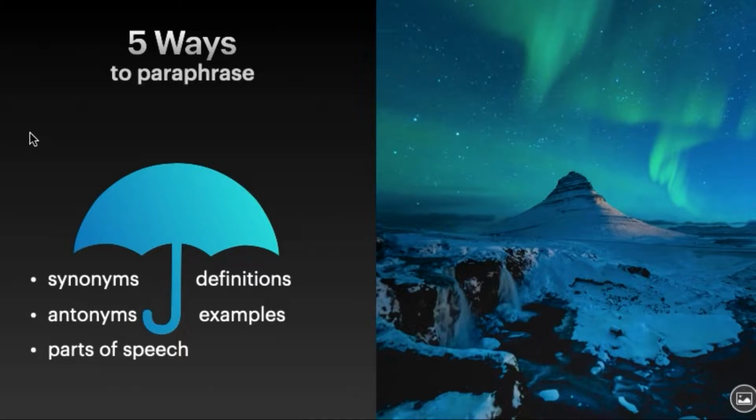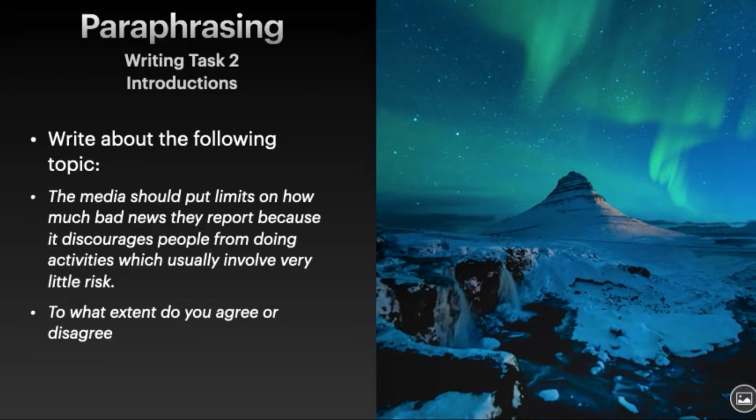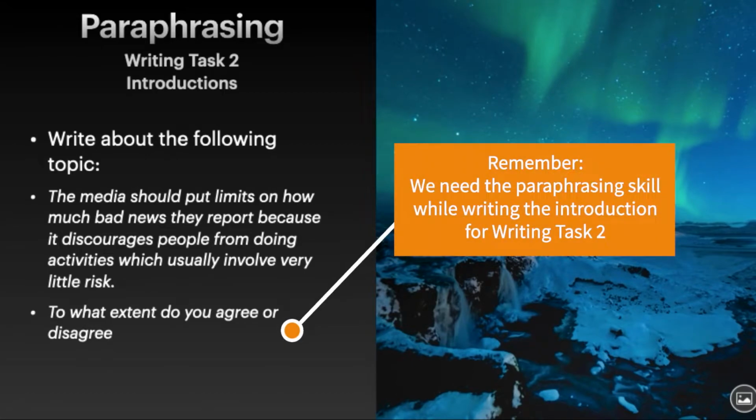Again, the 5 ways we paraphrase are with synonyms, antonyms, part of speech, definitions, and examples. It doesn't really matter which one you choose, but you should have a variety of options because some words work better as examples than they do synonyms. So with a context, let's take this writing task 2 topic. Paraphrasing becomes really important when writing your introductions because remember, your introductions for IELTS writing task 2 consist of 2 things: rephrasing that topic and simply answering the question.